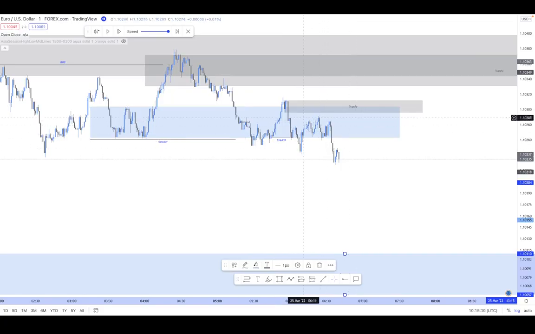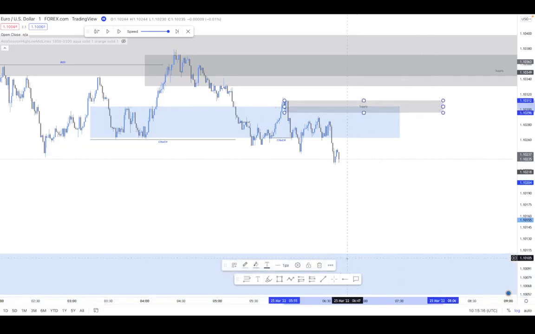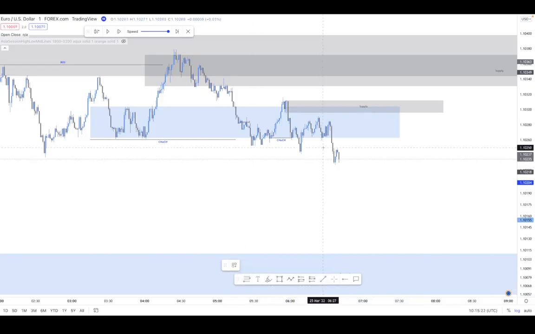We have liquidity. Now we want to take liquidity before tapping into our supply zone, and then we want to trade off, looking to take our profits in this demand zone down here. Now if we mark out this liquidity so it's visible for you, buy liquidity here. This is the liquidity I'm expecting price to take as it clears the imbalance and taps into the supply zone.